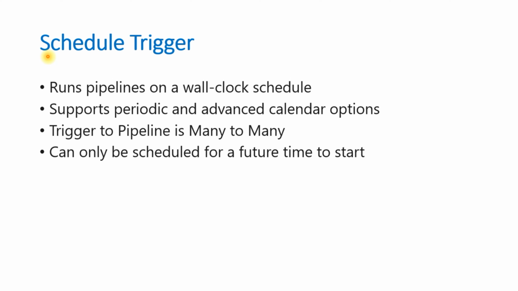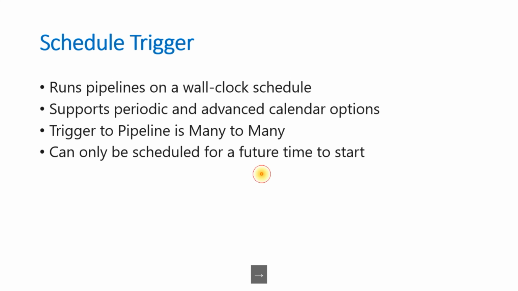Let's have a look at the first, the schedule trigger. Schedule triggers are basically scheduled to run on a calendar. Schedule triggers support periodic and advanced calendar options. Its trigger-to-pipeline support is many-to-many. It means you can attach all your pipelines to one trigger. Similarly, you can attach the same pipeline to more than one trigger. It can only be scheduled for a future time to start.